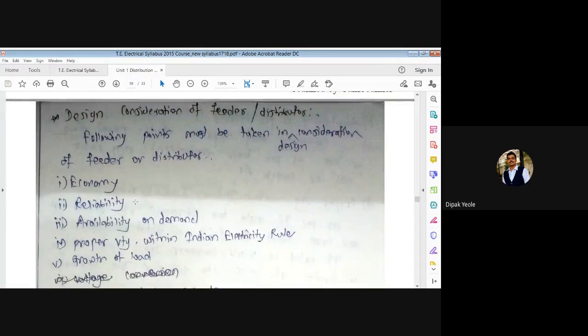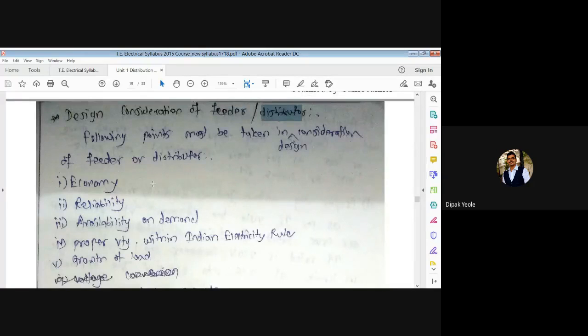The next part is the design consideration of feeder. This question can be asked: what are the following design considerations of feeder and distributor? Option 1, economy. Option 2, reliability. Option 3, availability of demand. Option 4, proper voltage. Option 5, growth of load. And option 6, all of the above. So your answer is all of the above. These considerations are needed for design of any feeder or any distributor. So it is applicable to feeder as well as distributor, both.